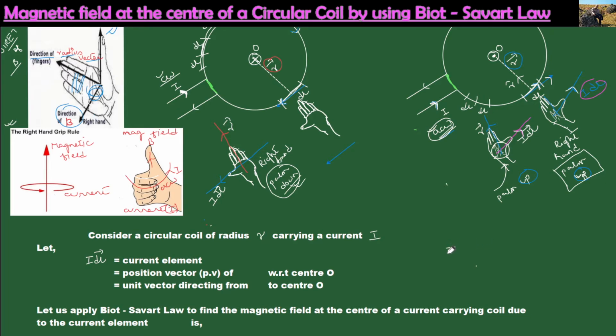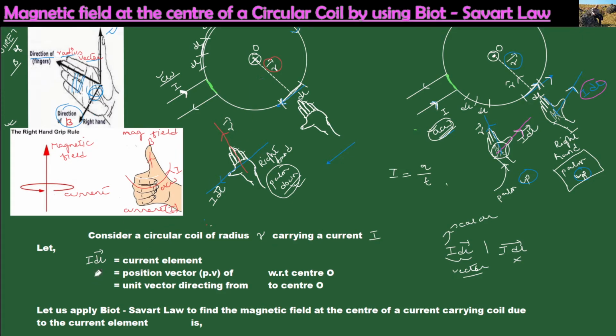Sometimes students make the mistake of asking, why do you write I dl bar and not I dl? If you write it without the bar, this is totally wrong. Why? Because current is a scalar quantity. It is nothing but the movement of charge per unit time. So even if current is a scalar, the current element itself is a vector quantity. So when we represent the current element, we write I dl bar.